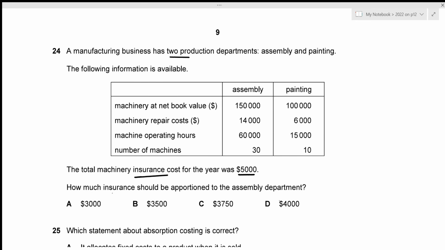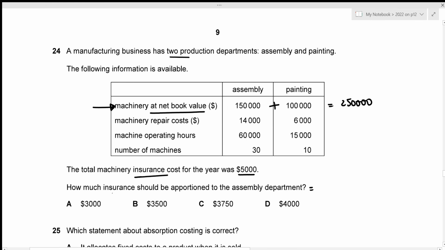So basically, in order to apportion our insurance, our basis is going to be the insured value of each machine. And in this case, the insured value is basically the value of the machine itself, right? And we are given the machinery at net book value. So our apportion basis is also going to be the machinery at net book value, right? Let's figure out the total. That's 150,000 plus 100,000, which results in 250,000. Now we need to apportion it to the assembly department.